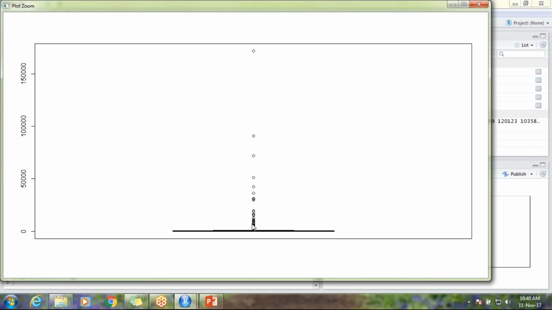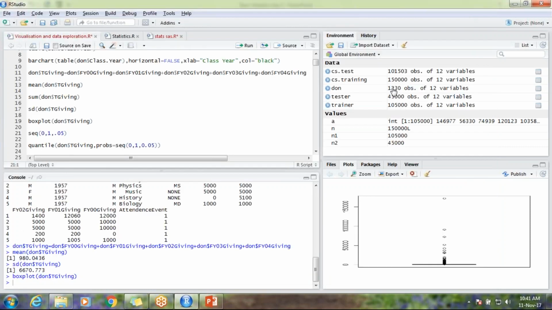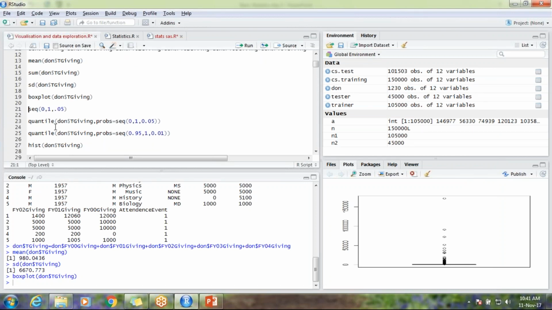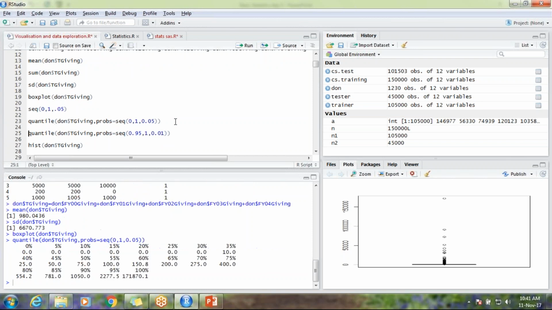But here is the thing: these values are quite small, quite few in number. So let's say the donation total for the people I have taken into consideration is 1,230. Here I am setting a quantile. What does my quantile do? I will take a range from 0 percentile to 100 percentile, segmented by 5 percentile. So here you see, from 0 to 30 percentile, nobody has made any contribution. Most of them are 0.